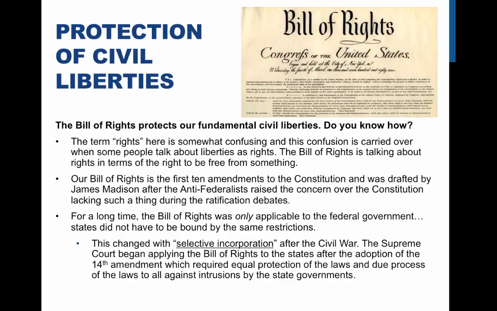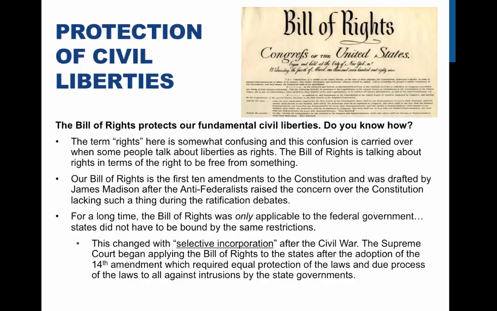And the Bill of Rights, the term is somewhat confusing because it's not necessarily rights, but it's a right to a liberty. And so our Bill of Rights, the first 10 amendments to the Constitution, was drafted by James Madison, as you may recall, after the Anti-Federalists raised a concern over the fact that we didn't have such protection in our Constitution. And for a long time, that protection was limited to the federal government. States did not have to be bound by the same restrictions. This changed with the 14th Amendment. That was one of those Civil War amendments.